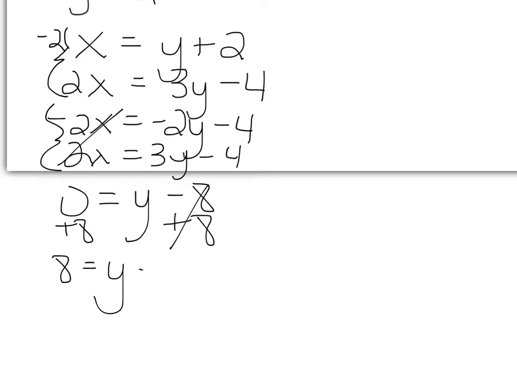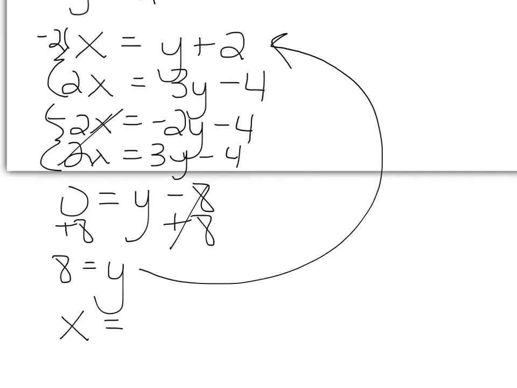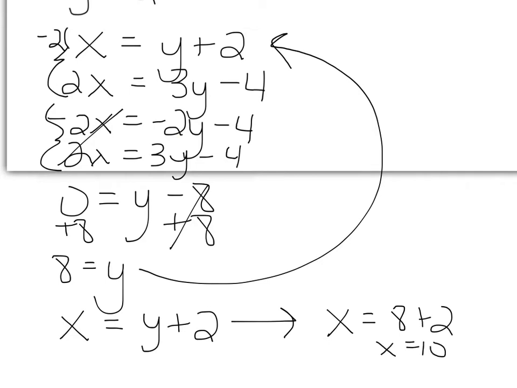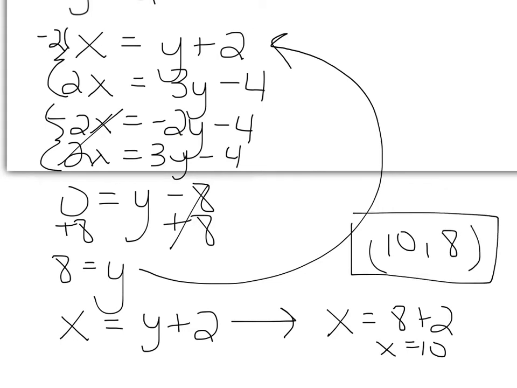So then you're going to take this y and plug it back into one of the equations, doesn't matter which one. I'm going to choose the one that says x equals y plus 2, and you know that y is 8, so x equals 8 plus 2, so x equals 10. Your ordered pair ends up being 10, 8. Then read the problem again and make sure that makes sense.